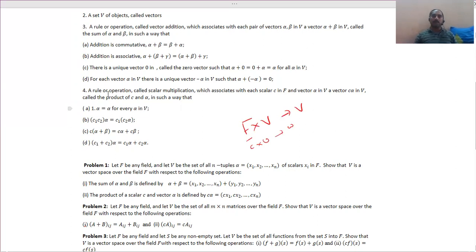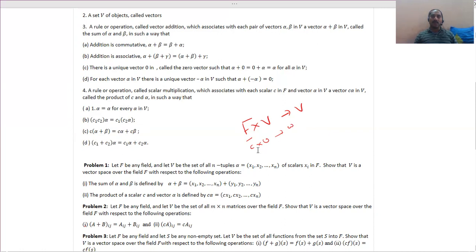So a rule or operation called scalar multiplication associates with each scalar c in F and a vector alpha in V a vector, the resultant one, c cross V, denoted by c alpha in V. In place of V, they use alpha. This value is nothing but W, the resultant value. c alpha, the image value in V, is called the product of c and alpha, in such a way that this mapping satisfies the following operations.